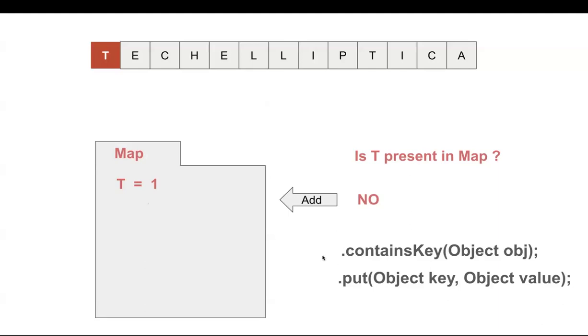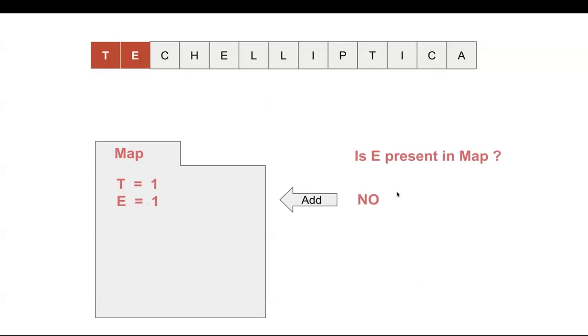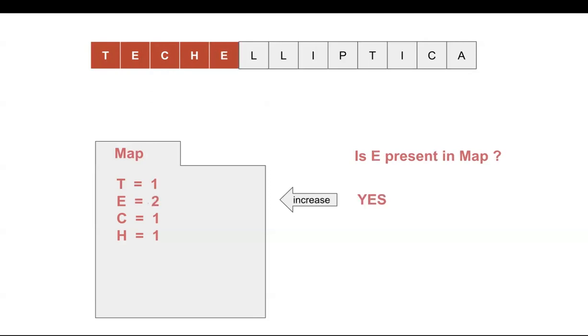Now, for the next character, which is E, again the same question comes to mind. Is E present in the map or not? And the answer is no. So we are going to add E again with the value as 1. Again, we are going to ask for C. We are going to ask for H. Now, again, whenever we ask for E, this time E is already present in the map. And this time, we are going to increase the value associated with the E key by 1. So earlier the E value was 1, but now the E value is 2.